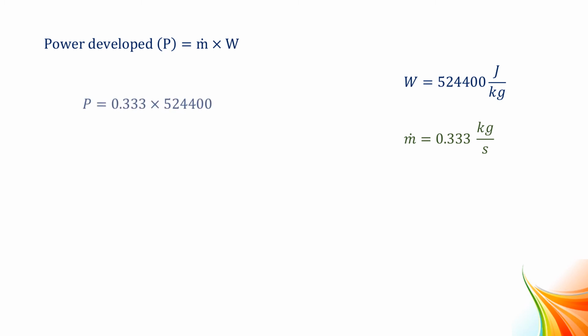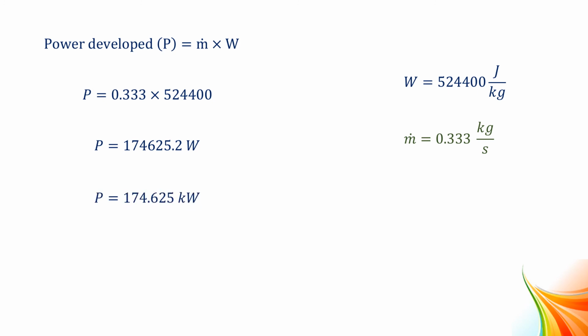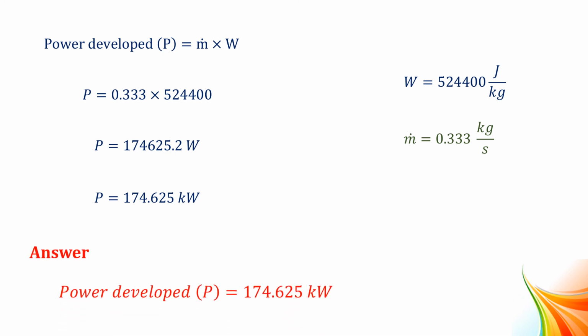Power developed by the turbine P is equal to m dot into W. W we have already calculated. Mass flow rate is given in our problem. Now substituting the values of m dot and W in the power equation, we get power P equal to 174,625.2 watts or 174.625 kilowatts. So power developed P equal to 174.625 kilowatt.